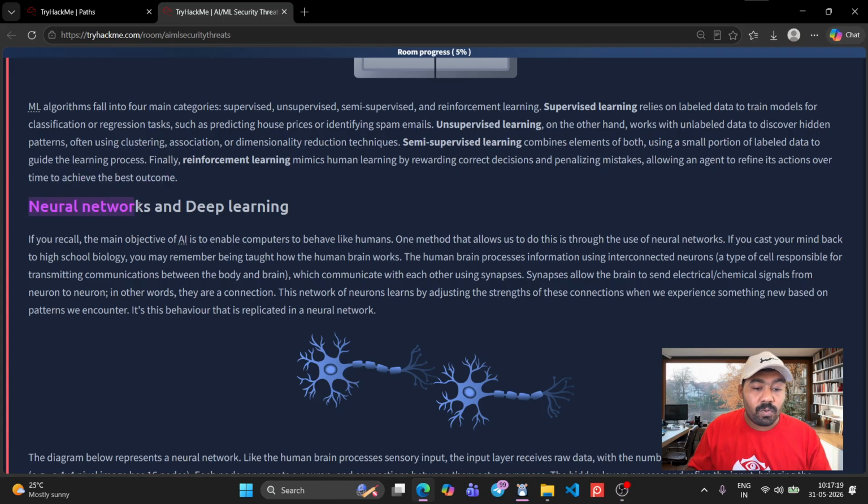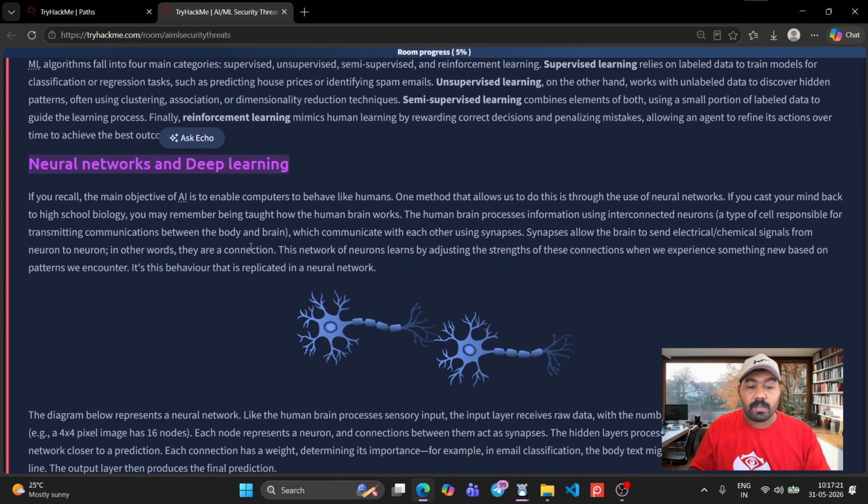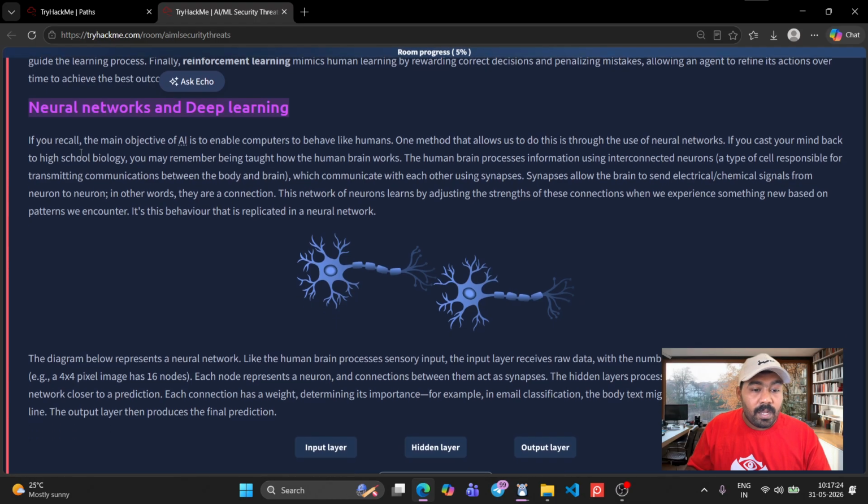So let's look into neural networks and deep learning. What is it? Let's see. If you recall, the main objective of AI is to enable computers to behave like humans. That is the major goal of AI. One method that allows us to do this is through the use of neural networks. Neural networks relate to our brains, so that's the same concept they are implementing here.